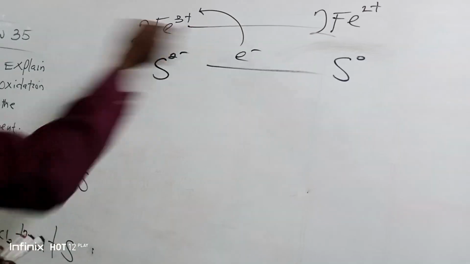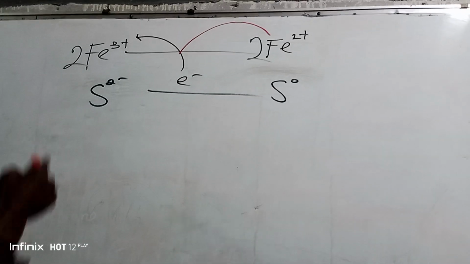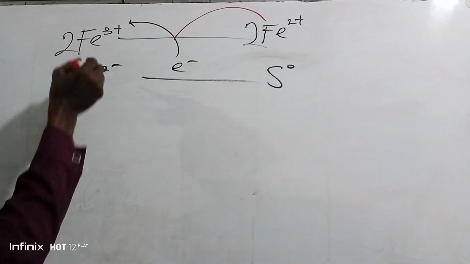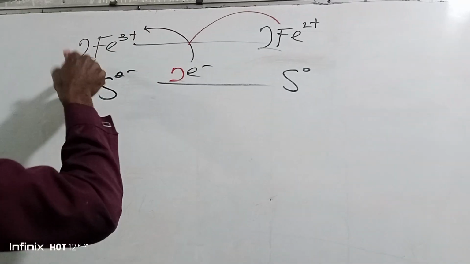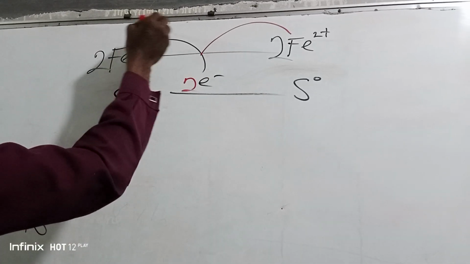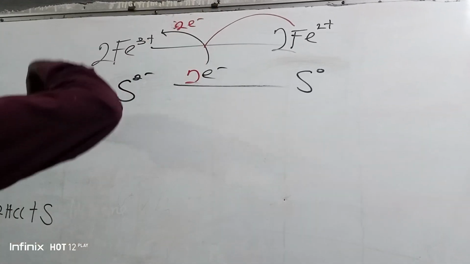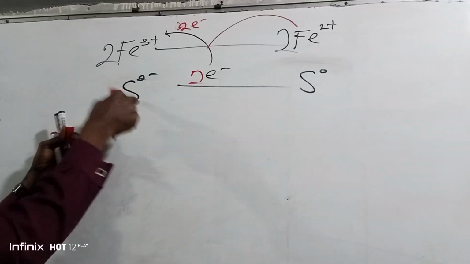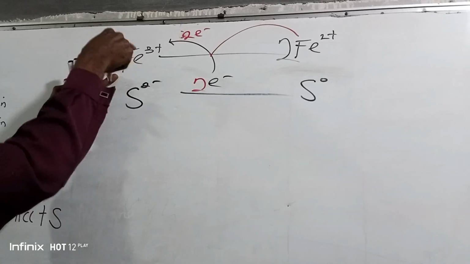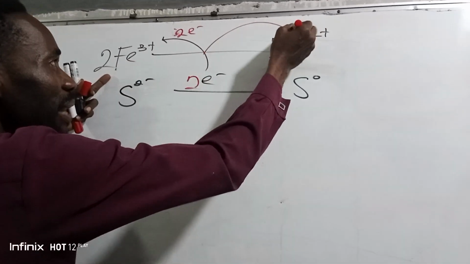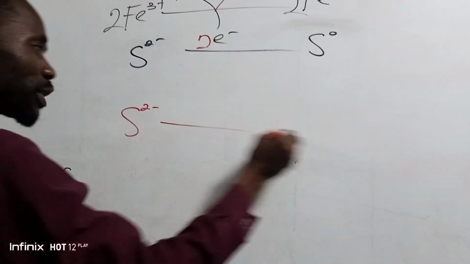When iron 3 accepts an electron, it forms iron 2. Because we have two irons here, two electrons are given out, and the 2 electrons given out are taken by the two iron ions here. So the 2e minus lost by the sulfide ion are taken up by the iron 3 ions, thereby forming iron 2. So that is the reaction. In the reaction, you have S2 minus losing 2 electrons.